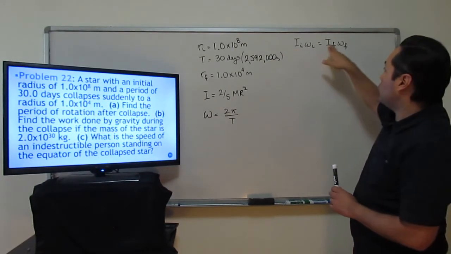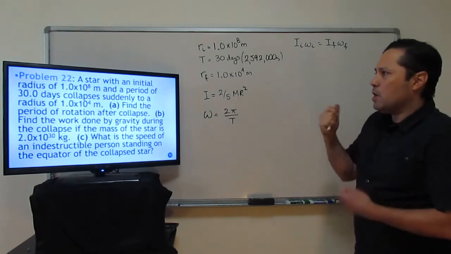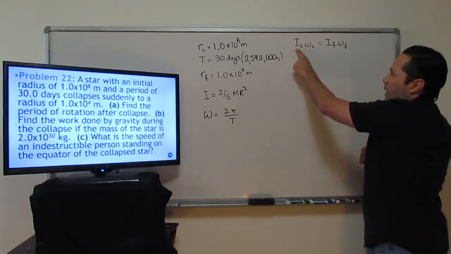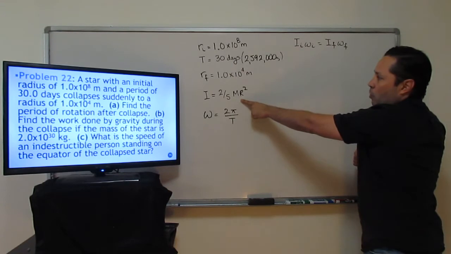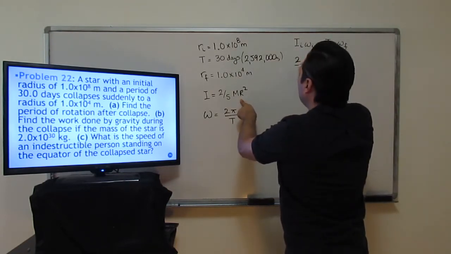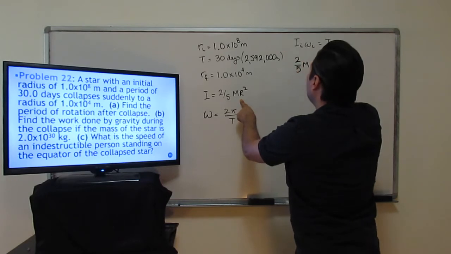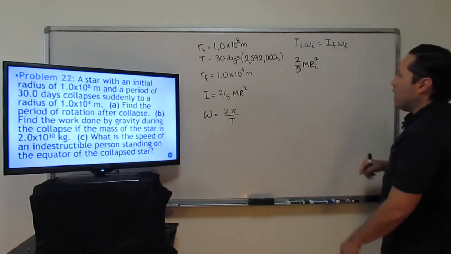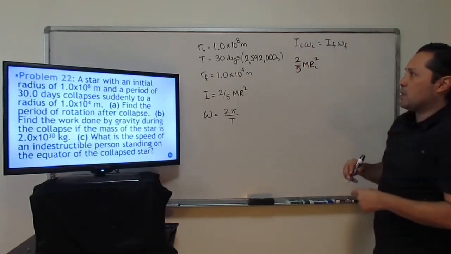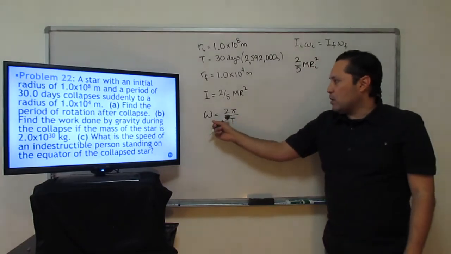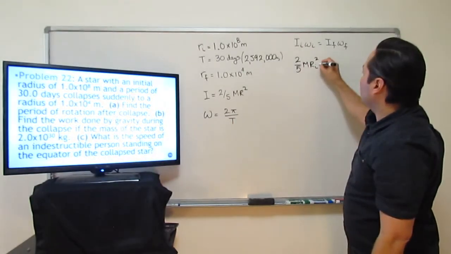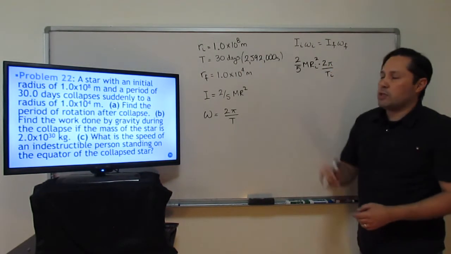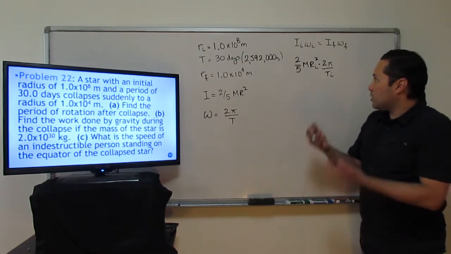Moment of inertia times angular speed initial is equal to moment of inertia times angular speed final. Now let's substitute some formulas in here. First of all, we're going to substitute the initial moment of inertia, so it's going to be 2/5 capital M times the initial radius squared, and that's for the I. Now that's going to be multiplied times the initial angular speed, which is 2 times pi over T initial, our initial period of 30 days. All right, so now the next part is going to be over on the other side.